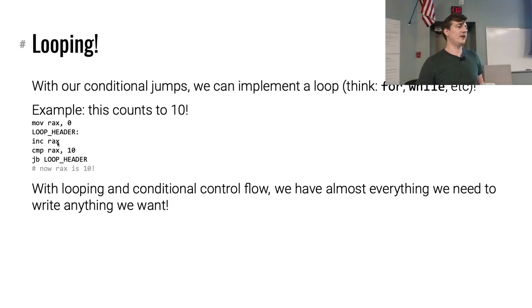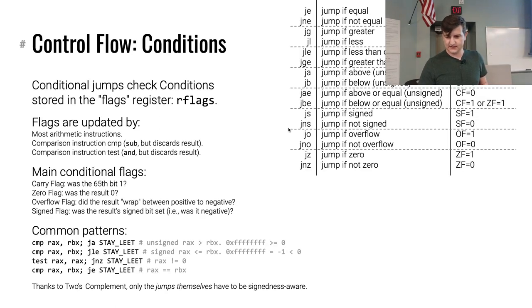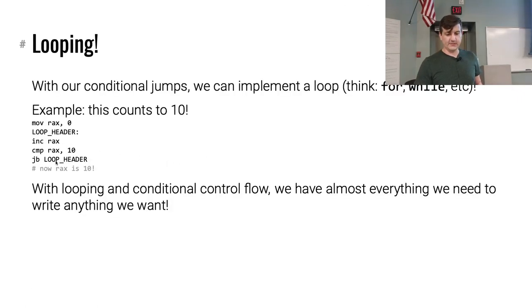Then we increment RAX. What does increment RAX do? By how much? Yeah, it increases the value of RAX by one. See, you just learned something today. You'll never forget. Then we compare RAX with 10. And then we do JB. What's JB? Jump if below.